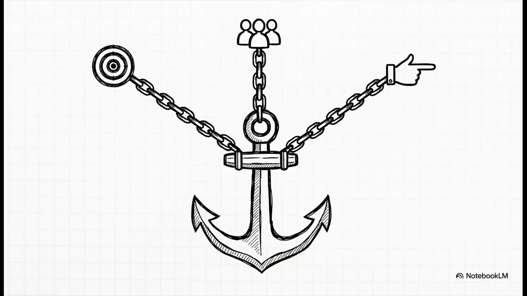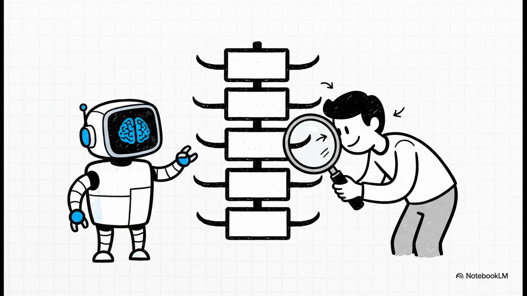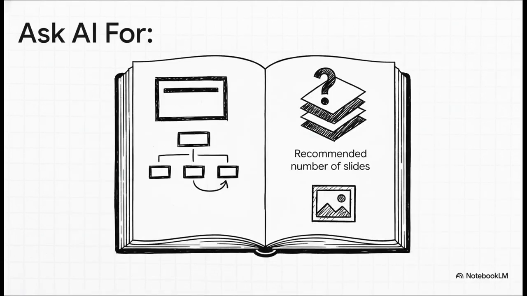First things first, before you even open an AI tool, you gotta define the job. Nail down your purpose, audience, and the action you want. This is your anchor for everything. Okay, now you go to your AI intern. Ask for an outline, just the skeleton, not the whole thing. You just want slide titles and the flow. This lets you check the story's logic early on.